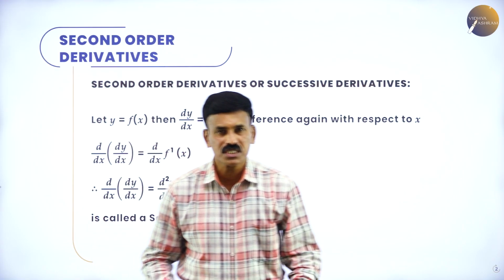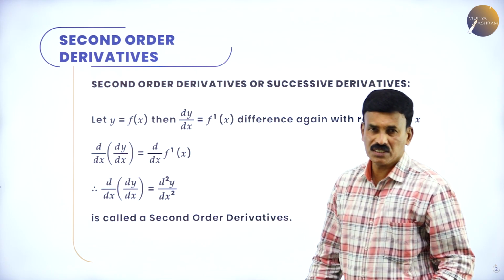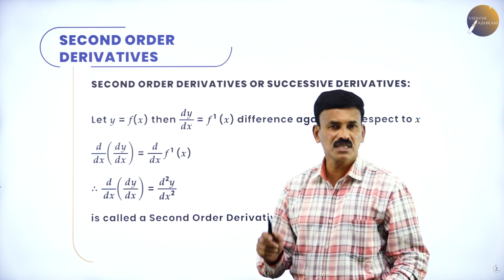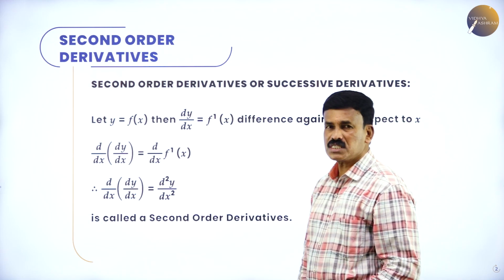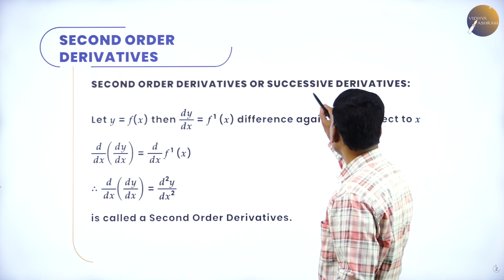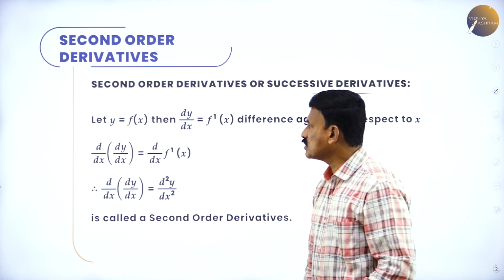Now let us move on to the second derivatives. In second derivatives you are going to get one definite sure 5 marks question. Now what is a second derivative? Second derivative is also called successive differentiation.